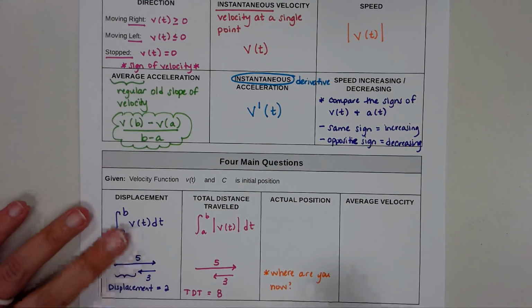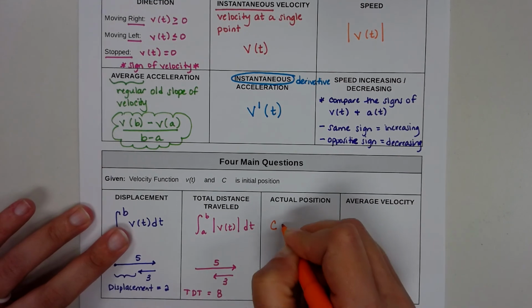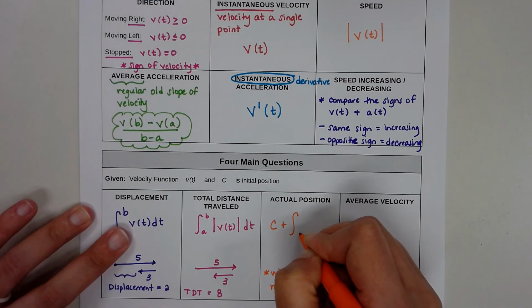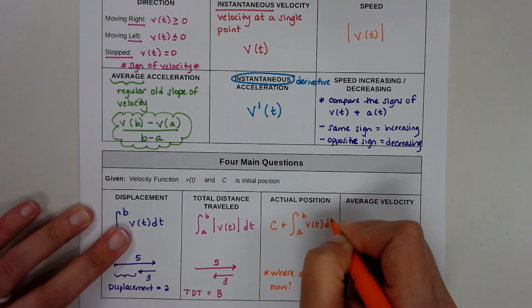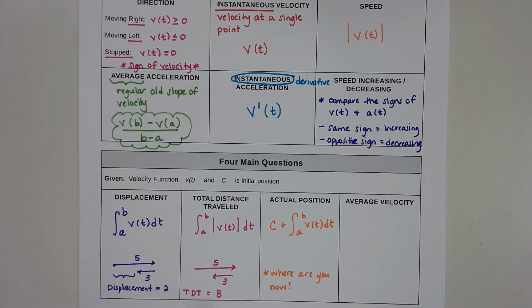In order to figure this out, we use our starting position plus the integral of velocity, because that tells us how far away we are from where I started. So where did you start plus how far away are you now? And that'll tell us where we're actually standing.